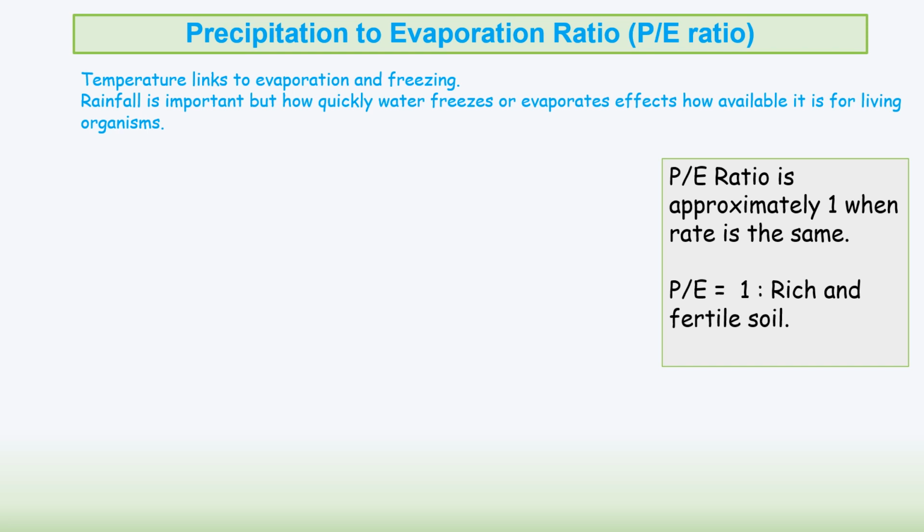So precipitation and evaporation are the two main abiotic factors. Precipitation is moisture availability and evaporation is affected by temperature. This means it can rain a lot, but the question is how much water evaporates. And the temperature links to both evaporation and also freezing as well. Rainfall is important, but the plants have to be able to do something with that in order to survive. So there's something called the precipitation evaporation ratio, which when it is 1 means the rate is the same, and that's when soil is at its most rich and fertile levels.